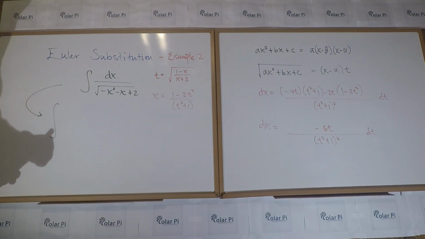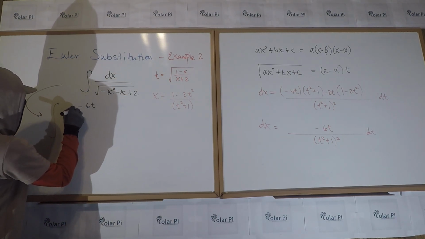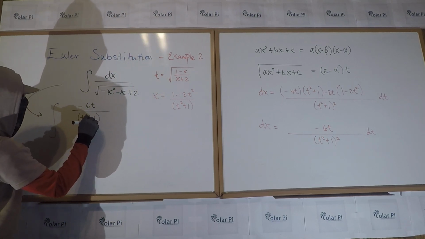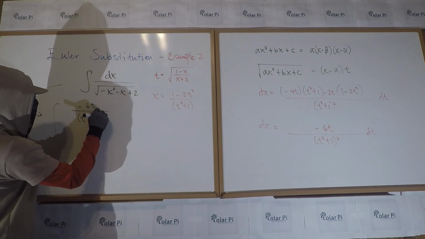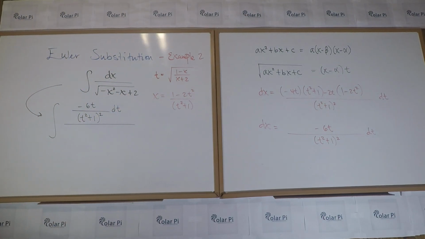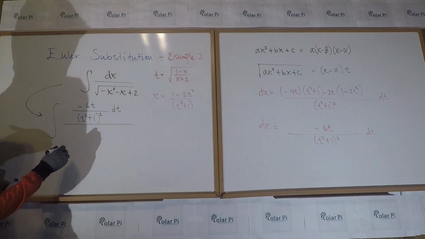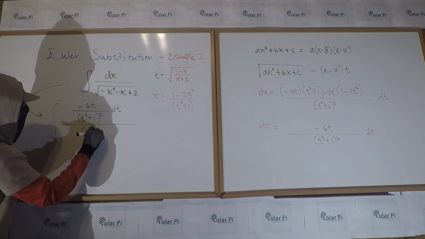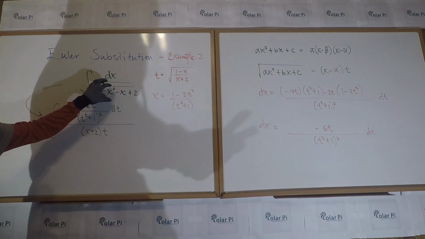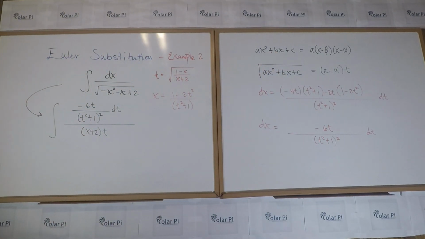So for dx, over here we write minus 6t divided by (t squared plus 1) squared, and then dt. That's dx. dx is, however, divided by this fella here, and that fella is x plus 2 times t. We said from the start that this guy is x plus 2 times t in our problem.